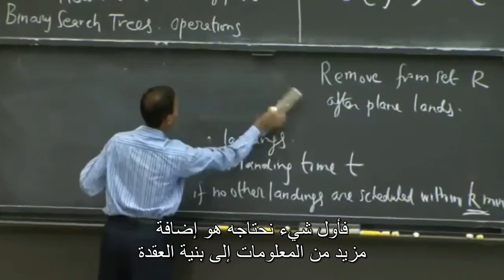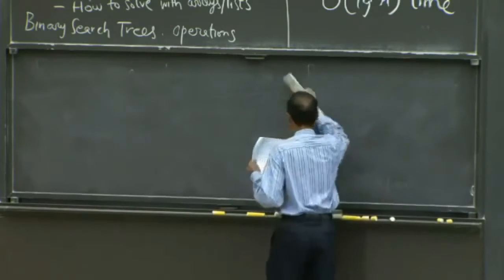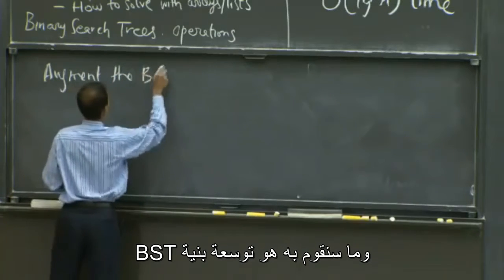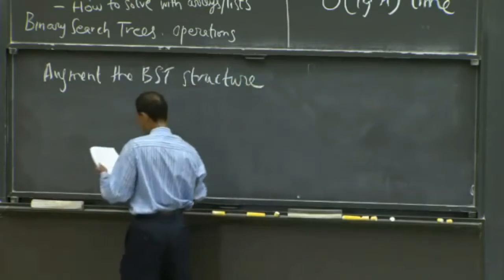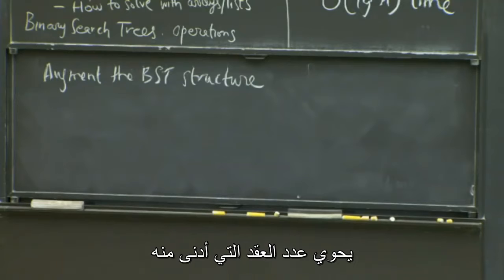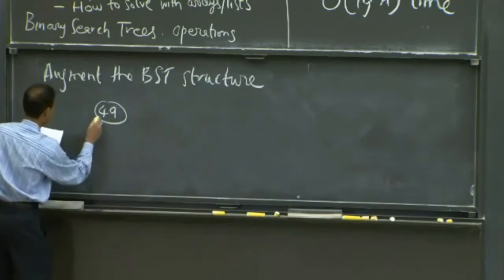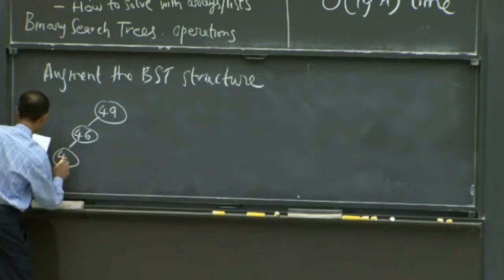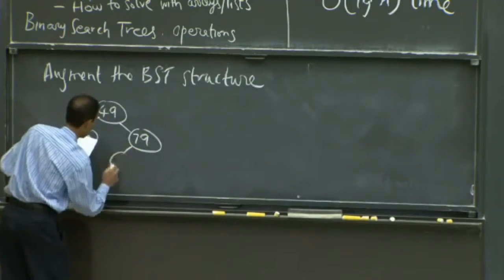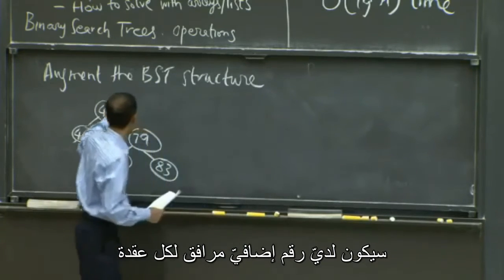So the first thing we need to do is add a little bit more information to the node structure. What we're going to do is augment the BST structure, and we're going to add one little number associated with each node that looks at the number of nodes below it. In particular, let's say that I have 49, 46, let's just say 49, 46 for now. And over here, I have 79, 64, and 83. Okay?